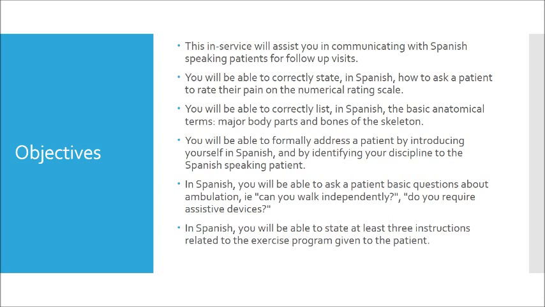You will be able to formally address a patient by introducing yourself in Spanish and by identifying your discipline to the Spanish-speaking patient. In Spanish, you will be able to ask a patient basic questions about ambulation, such as, can you walk independently, or do you require an assistive device? Lastly, in Spanish, you will be able to state at least 3 instructions related to the exercise program given to your patient.